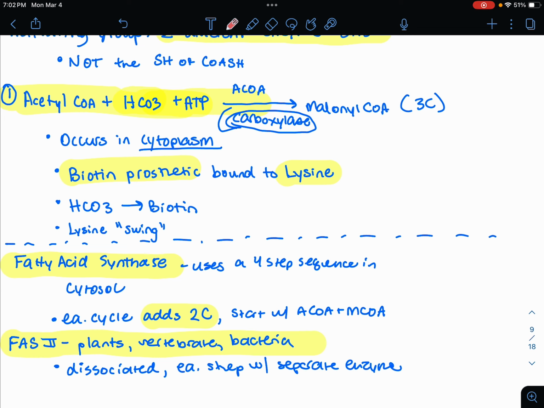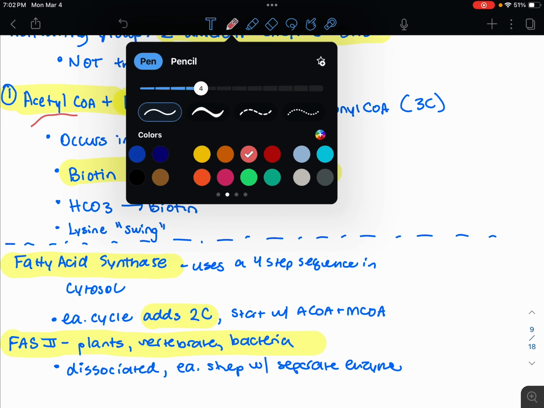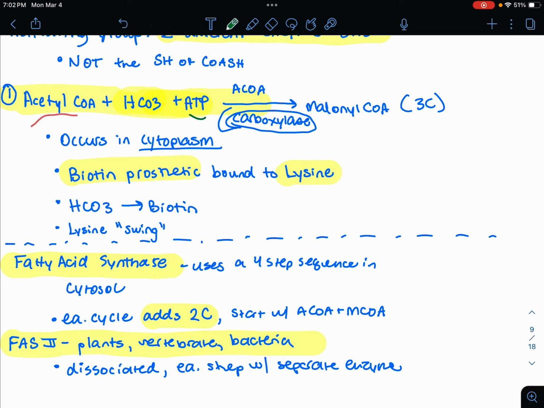Malonyl-CoA is a 3-carbon molecule, and how you make it for this process is by taking acetyl-CoA and bicarbonate, HCO3, and then you're going to again need ATP for this. You need acetyl-CoA carboxylase. Carboxylase will be the enzyme, and then you're going to form the malonyl-CoA. This occurs in the cytoplasm. You'll need this biotin prosthetic group bound to a lysine on the carboxylase for it to work. The HCO3 will be carried by biotin, and you're going to have this lysine group perform this kind of swing in the enzyme when it's working on the acetyl-CoA and then forming the malonyl-CoA.